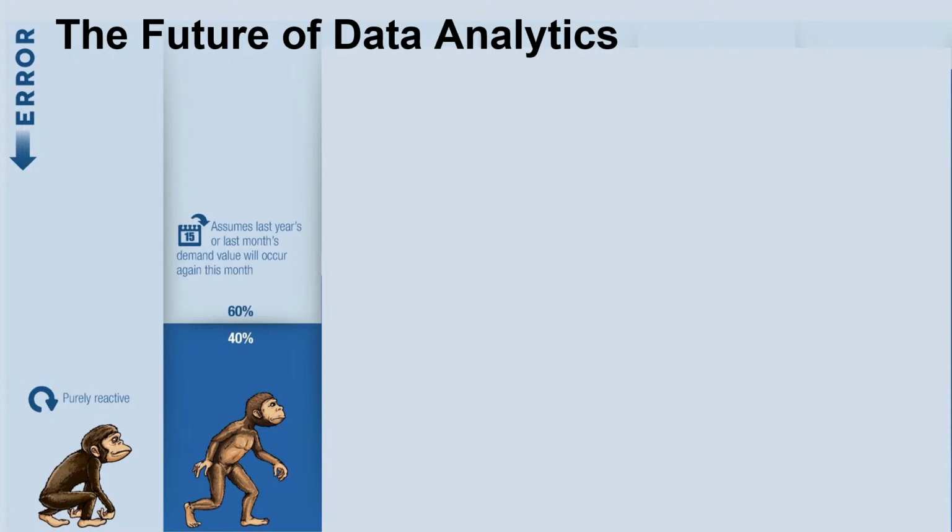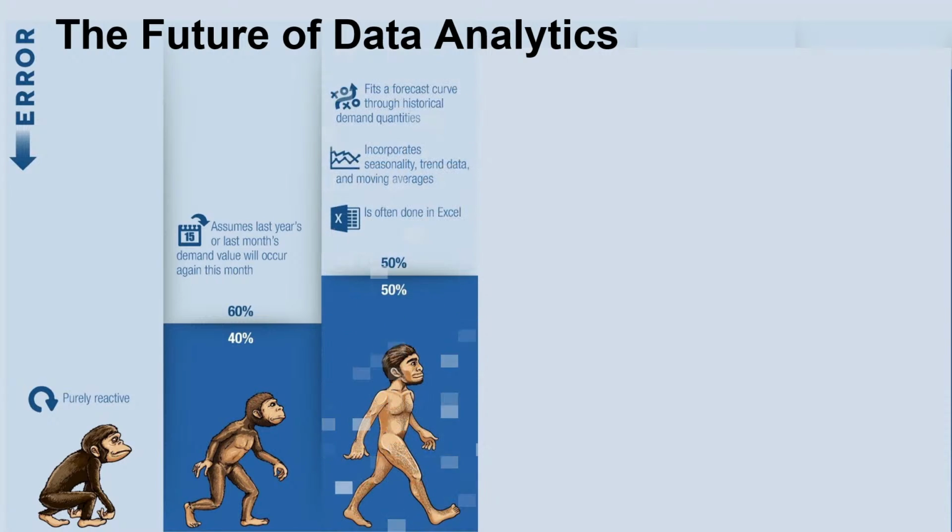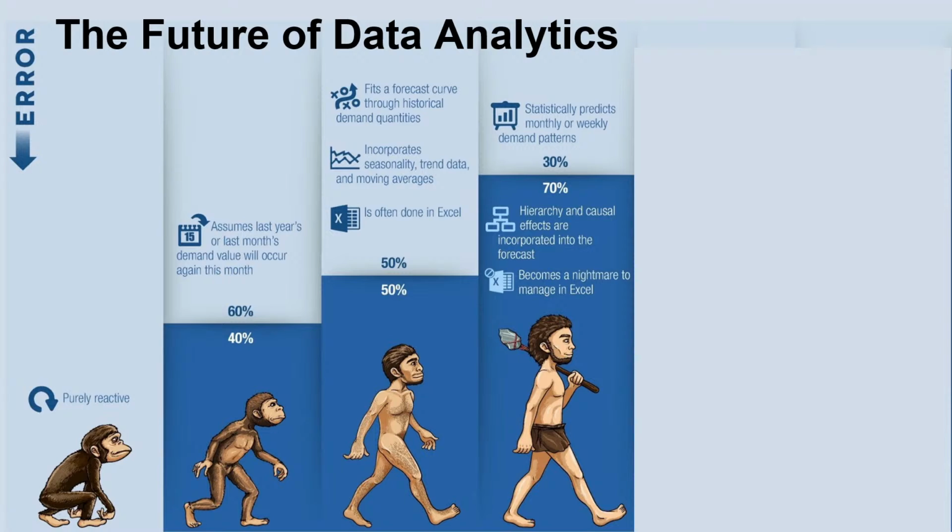And so the error rate reduced to 60%, and the accuracy became 40%. Then we became a little bit better. We increased our performance slightly, and it becomes 50-50. So we can use some tools, for example Excel, and we can fit a forecast curve to historical demand quantity. So it's not just pure guessing or based on naive observations. We really utilize tools, and we incorporate seasonality, trend data, and moving average into our decision making process. And as we get better, our error rate reduces.